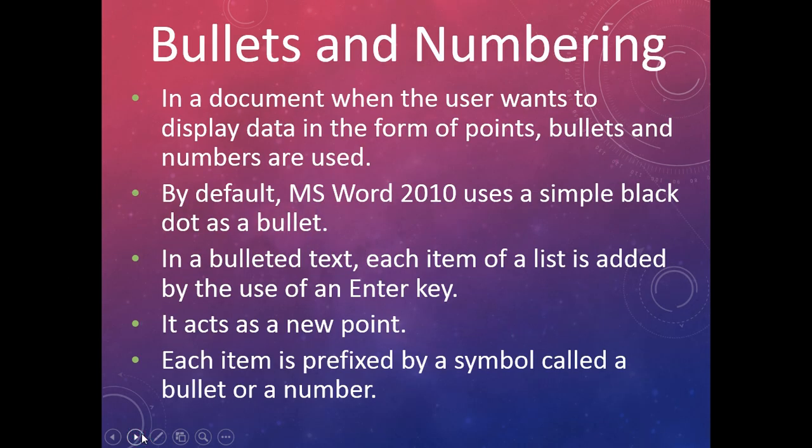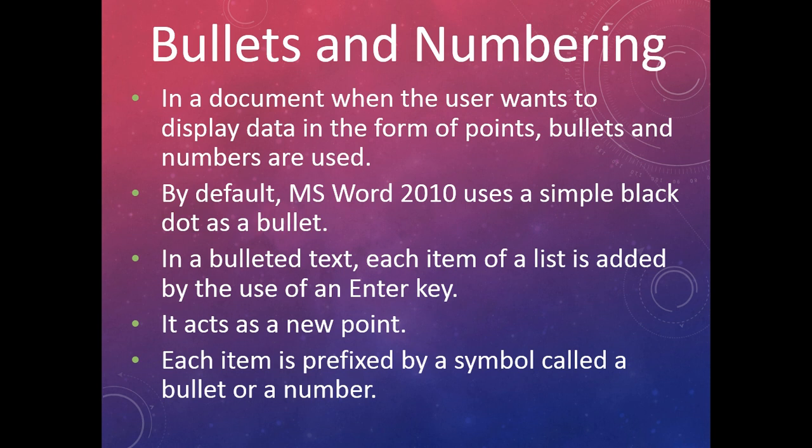Now the next topic is bullets and numbering. In a document, when the user wants to display data in the form of points, bullets and numbers are used. Now you can see on this page there are small green dots. That means they are bullets. If you want to add any data in the form of points, you can add bullets or numberings. And by default in MS Word 2010, a simple black dot is used as a bullet.